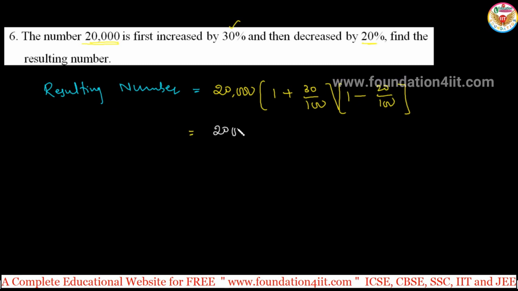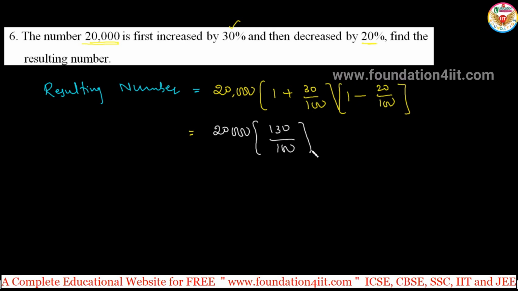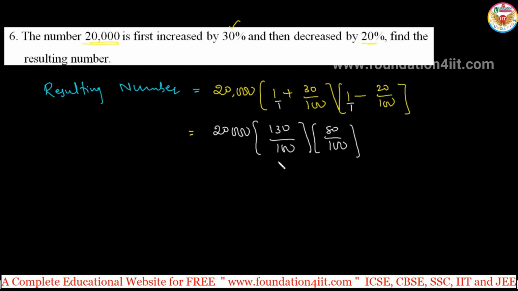Now 20,000 into 1 plus 30 by 100 is 130 by 100, into 1 minus 20 by 100. Directly you can take the LCM: 1 means 1 by 1, normal LCM method, 100 minus 20, so 80 by 100. Take the LCM directly and just cancel. You can observe the cancelling: 20,000 over 100 times 100, the zeros cancel and leave 2. So 2 into 130 into 80 is 260 into 80, which is 26 into 8, so 20,800.